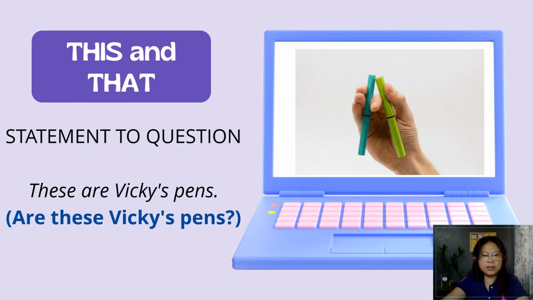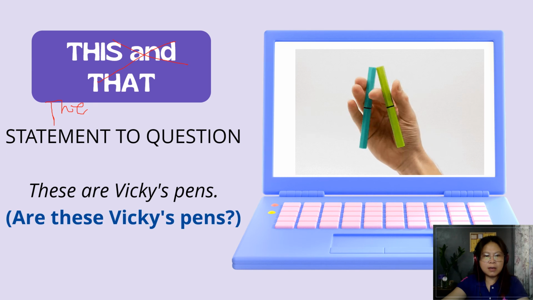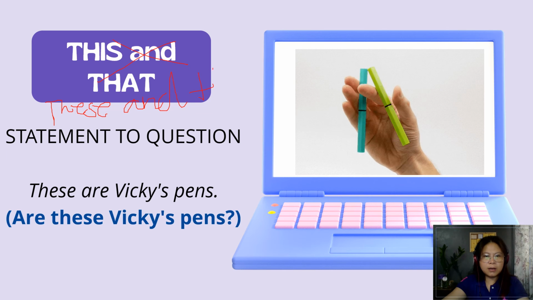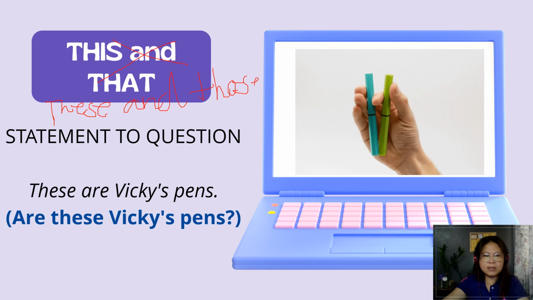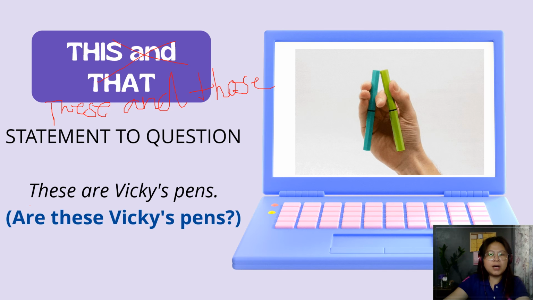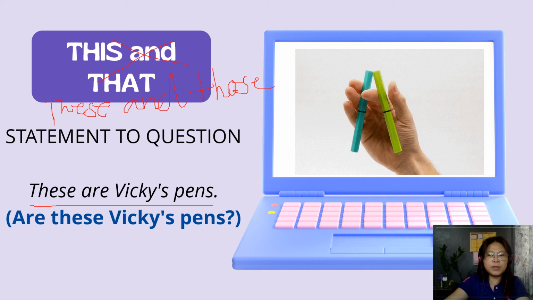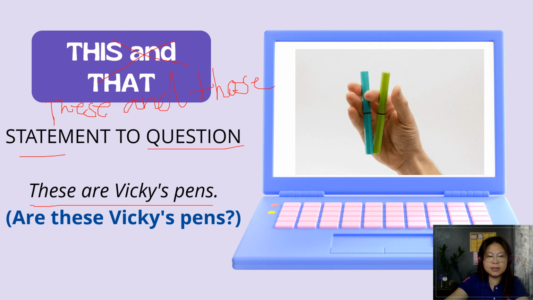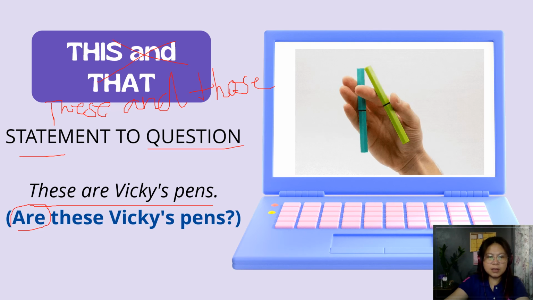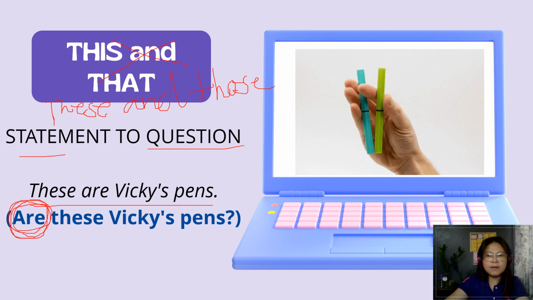Okay, this is not okay. These and those. Sorry for the mistake. Okay, these and those. The same with the use of this and that, when we change statements into questions, we put the verbs first, before the sentence.